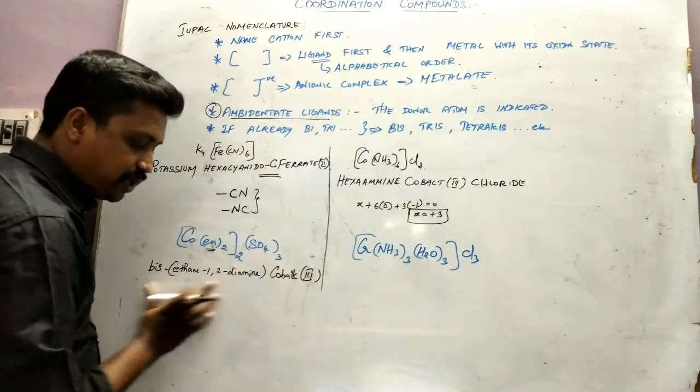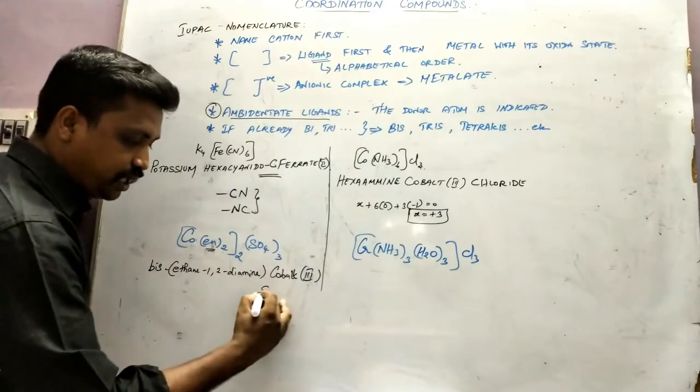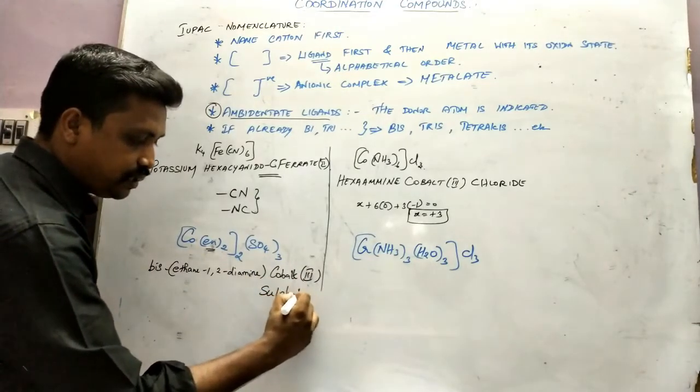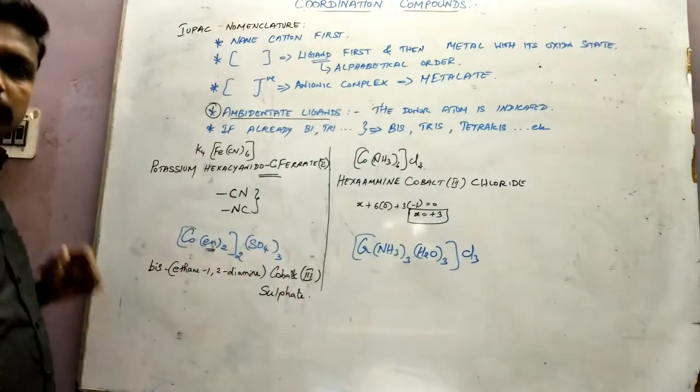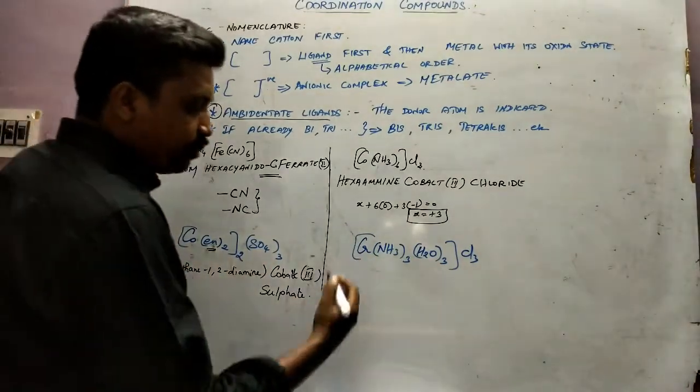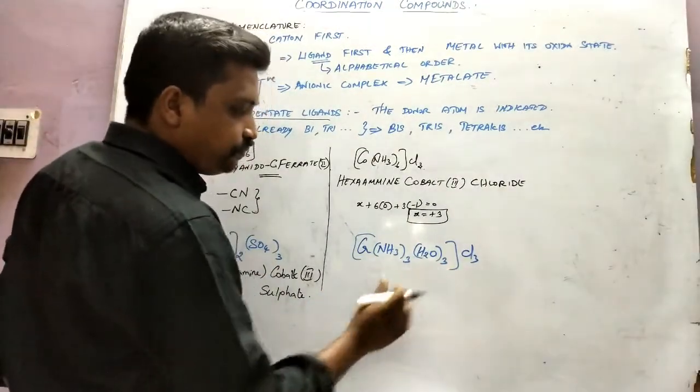What is the negative ion? Positive ion, we have written the name of the positive ion. The negative ion is sulfate. This is the IUPAC name of this compound. Right? Okay, come here. So it is the cation.